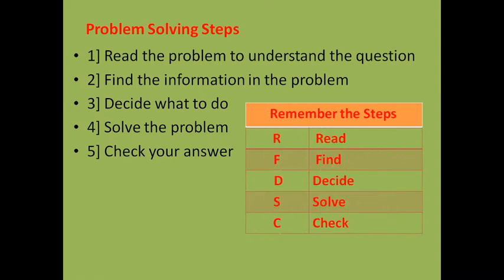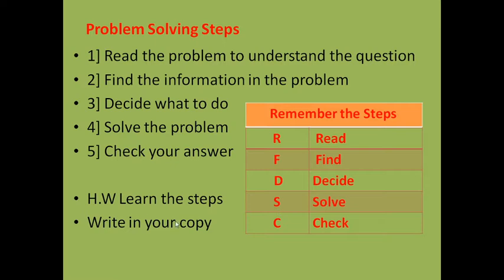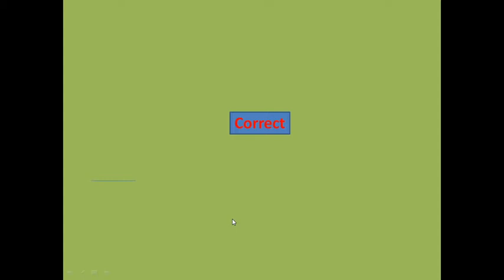Remember the steps here. R means read the problem to understand the question. F means find the information in the problem. D means decide, we will decide whether to subtract, add or multiply. S means solve, we will solve the question. C means check, we will check the answer. Here is your homework: you should learn the steps and write them in your copy.